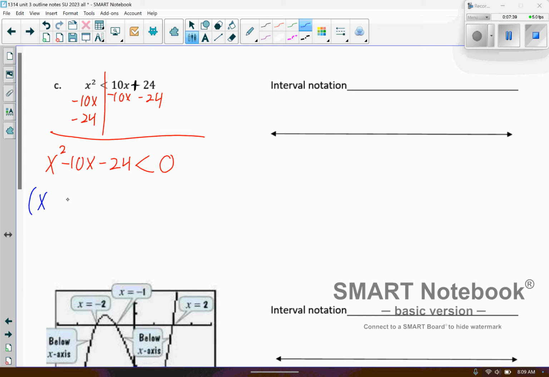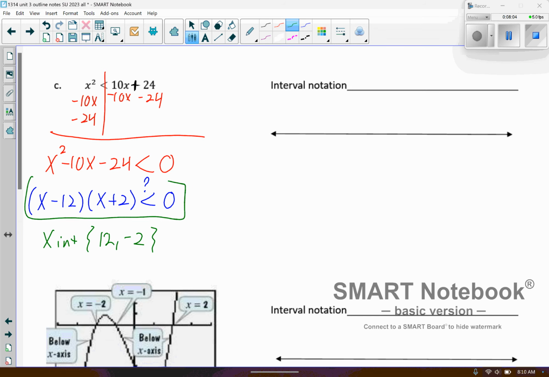This should factor into x minus 12 and x plus 2. Is that less than 0? That's what we're trying to get to the bottom of. The first thing we want to do is figure out our x-intercepts. So our x-intercepts would be at 12 and at negative 2. Those are the two values that would make this expression, and the original one, equal to 0, right?